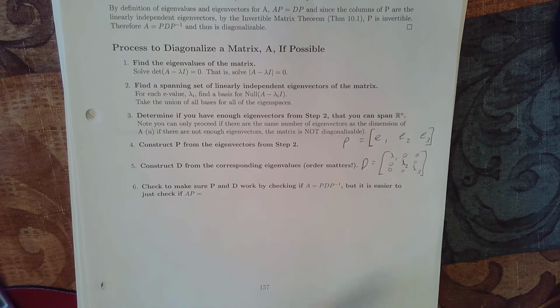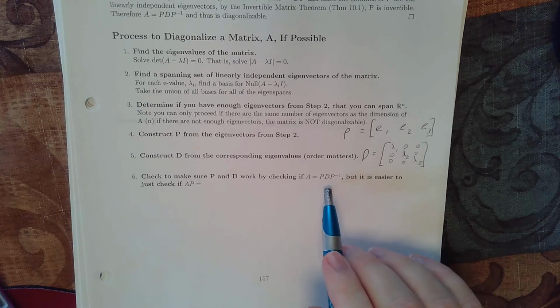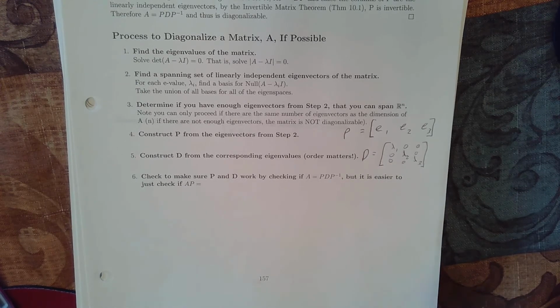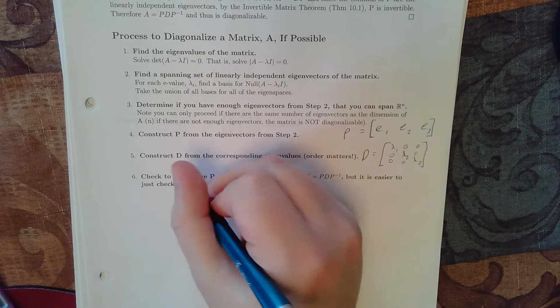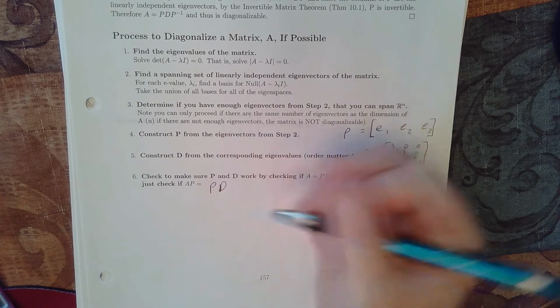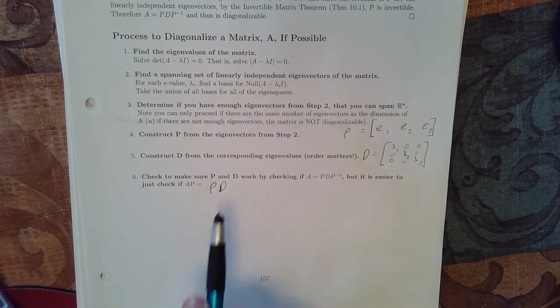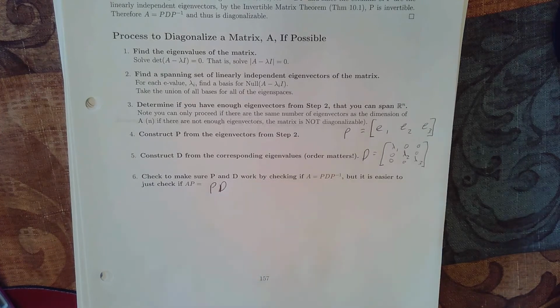And then our last step for diagonalizing a matrix is just to double check that we did everything correctly by checking if A equals P times D times P inverse. But as we discussed before, you can also just check if A times P equals P times this diagonal matrix D. And if you get those things, that can be an easy way to check that this works, if you only care about finding P and D.